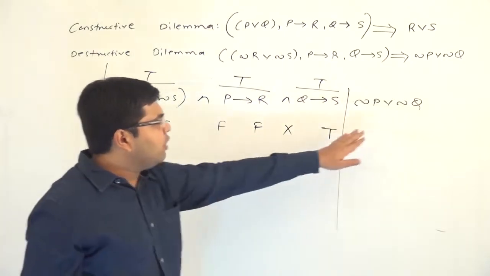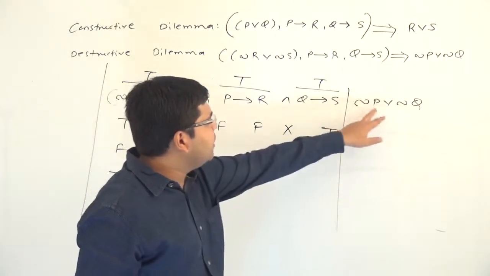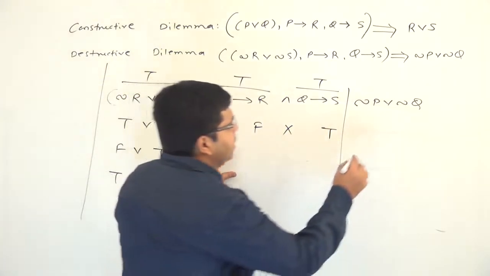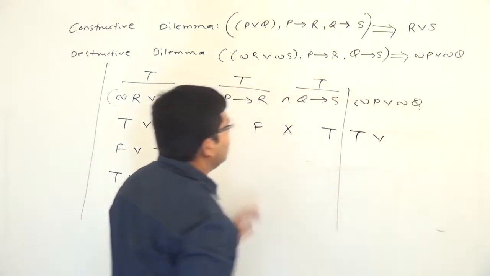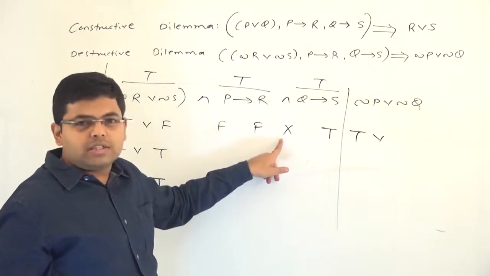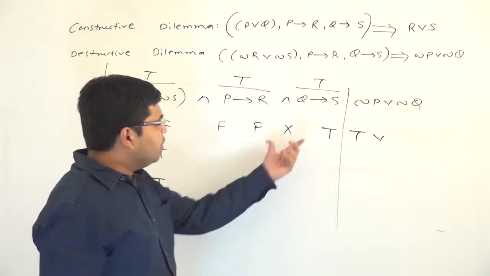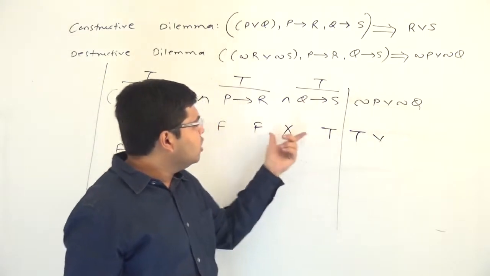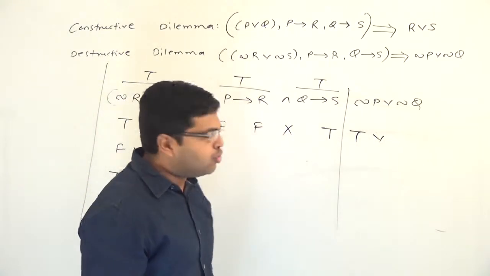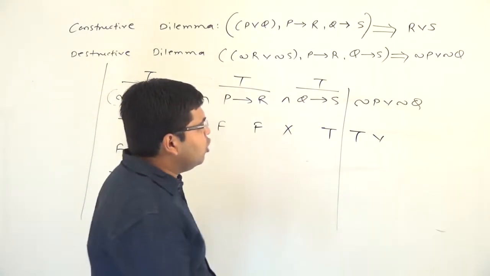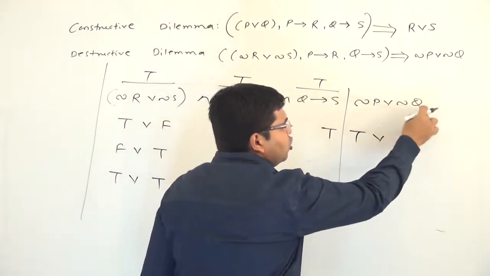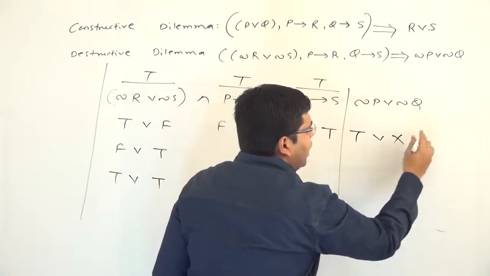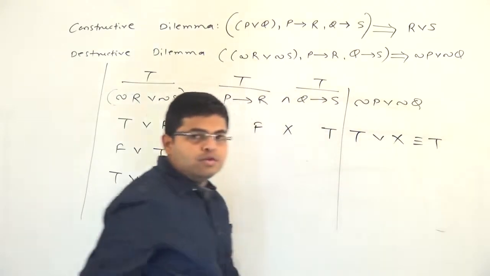And now let us try to evaluate the right hand side. It is negation P. Now what is the value of P? It is false. Therefore the value of negation P will be true, or negation Q. Now Q is X, therefore negation of Q will be X. We don't know what it is. If Q is false, negation will be true. If Q is true, then negation will be false. But we don't know exactly the value of Q, therefore we also don't know the value of negation Q. So I will write down X. But true or X will come out to be equal to true.